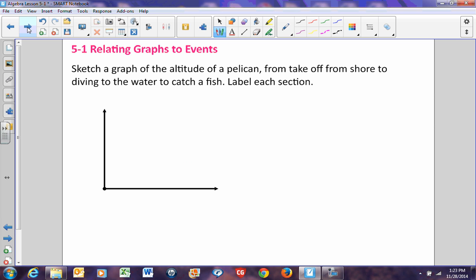Now, this last graph here that we're going to do, we're going to sketch the graph of the altitude of a pelican taking off from shore, diving into the water to catch a fish. And we have to label each section, which means we also have to label the axes and title our graph. Okay? Since the altitude of Mr. Pelican does depend upon how long he's been flying, because he's not going to be spontaneously 500 feet above the air. He has to actually get to an altitude. Time is going to be on my x-axis. And altitude is going to be on my y-axis. And of course, I should have 0 here.